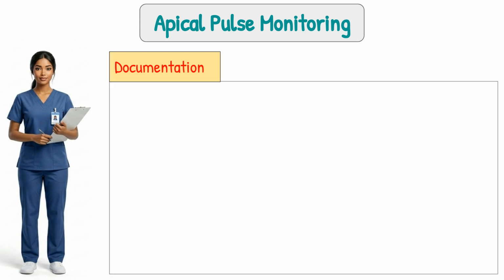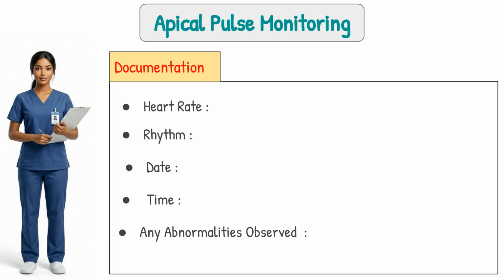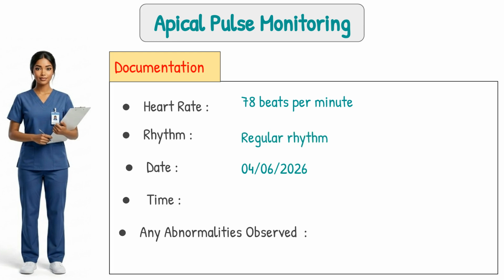How to document. Document the heart rate, rhythm, date, time, and any abnormalities observed during the assessment. For example, apical pulse 78 beats per minute, regular rhythm, date the 6th of April 2026, time 6 p.m., no abnormalities detected during the assessment. Accurate documentation is an essential nursing responsibility.